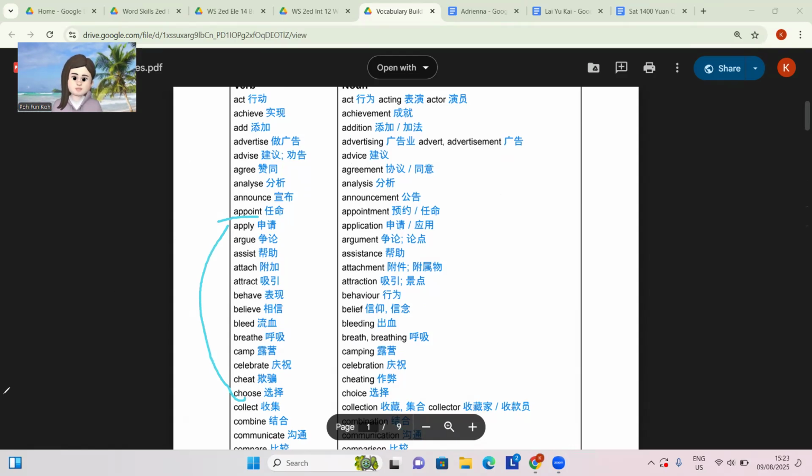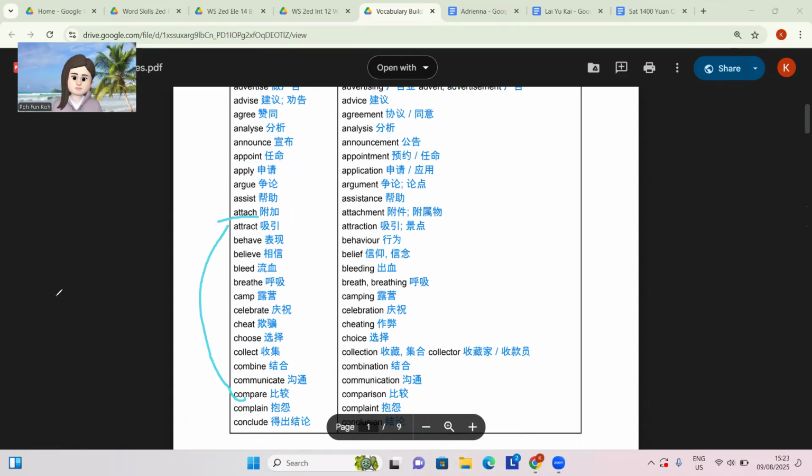Oh, I need to scroll down a bit more. Assist. Assistance. Attach. Attachment. When we send email, it's very common, very often that we send with an attachment, like a document that we send together. Attract. Attraction. Behave. Behavior. Believe. Belief. F is the noun form.